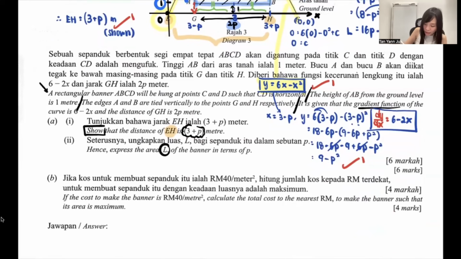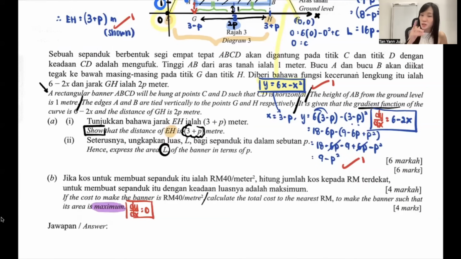Next one, part B, what do they say? If the cost to make the banner is 40 ringgit per meter square, so every single meter square will be 40 ringgit. Now they say calculate the total cost to the nearest RM to make the banner such that the area is maximum. So guys, the keyword is maximum. Do you remember under differentiation? Whenever you see the word maximum or minimum, turning point, what formula do you remember? dy/dx equals 0.